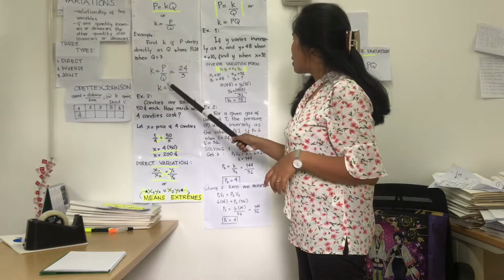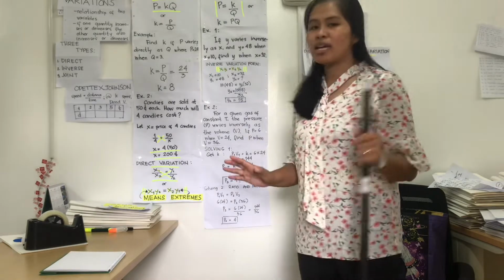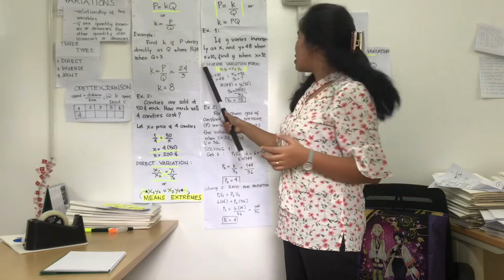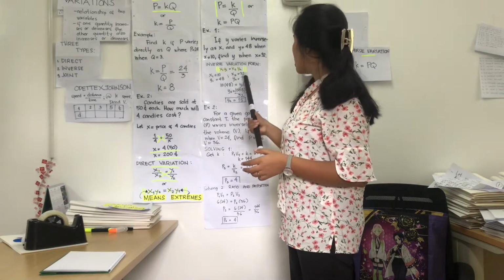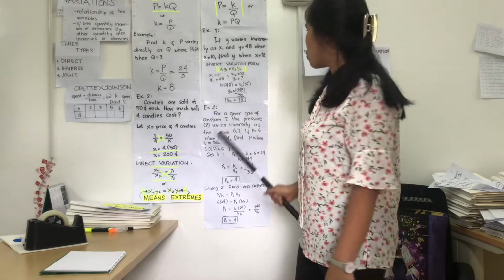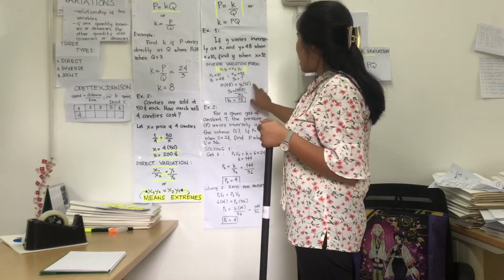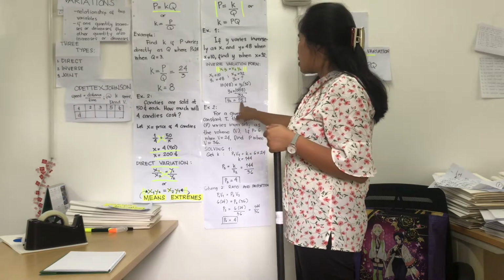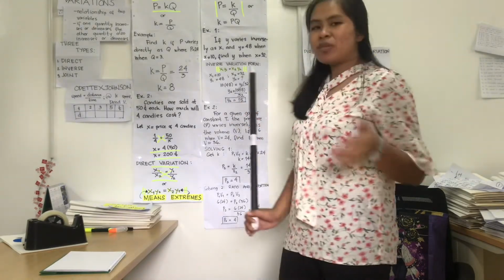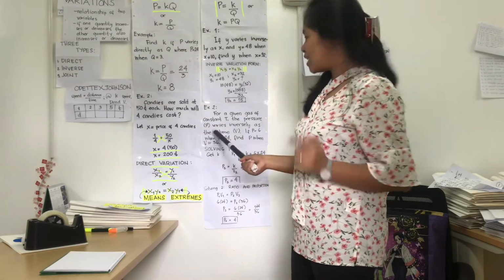Same as direct variation, we first find all the given so that we can identify what we are looking for, right? So Y sub 1 is given, X sub 1 is given, X sub 2 is given, which is 32, and we are asked to find Y sub 2. So from this equation of inverse variations, we can get that Y sub 2 is equal to 15, right? So that's it.